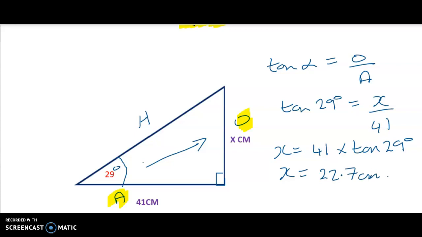If you're using a mobile phone, remember turn it sideways for your scientific calculator. And you would have to do 29, then press the tan button, and then times your answer by 41. So that would be you for your mobile phone.